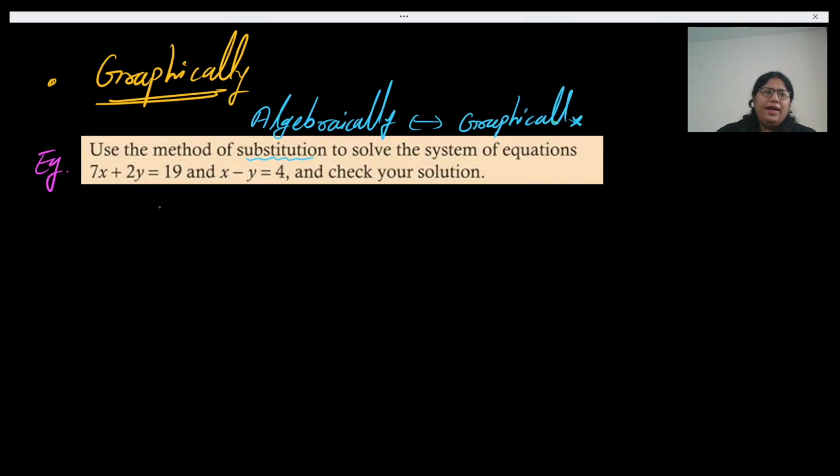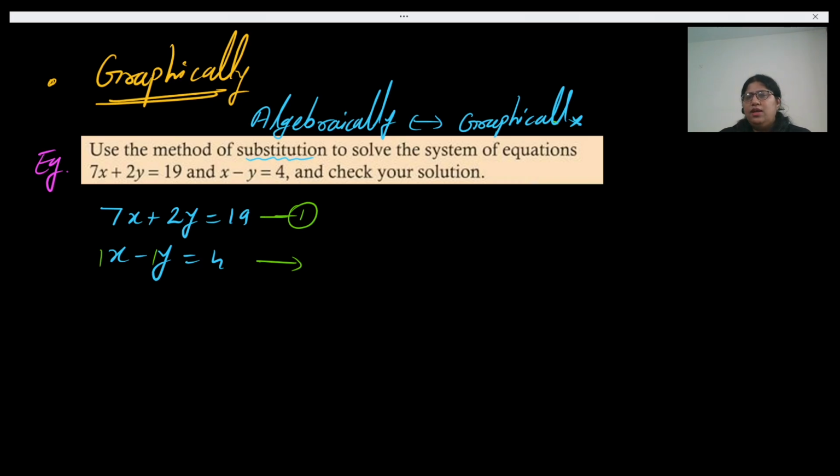Right, so let us take the first equation, 7x plus 2y is equal to 19, and x minus y is equal to 4. Wherever you see the coefficient as 1, here the x coefficient is 1, from this equation you are going to substitute into the other equation. So this is my first equation. If I rearrange the second equation, x minus y is equal to 4, I can write it as x is equal to y plus 4.